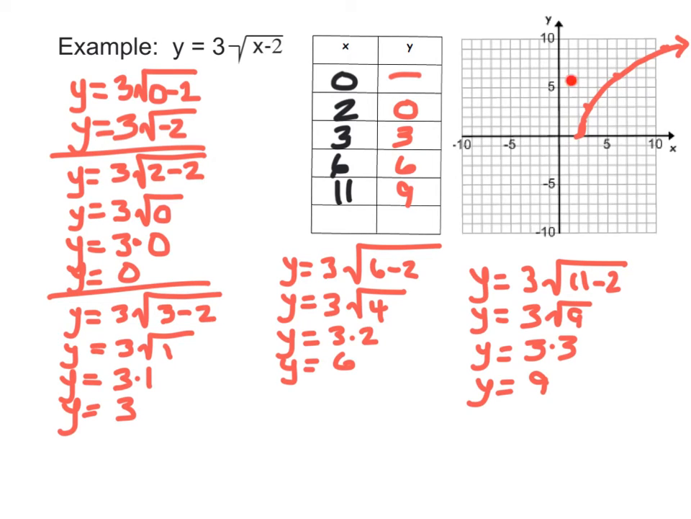Notice we don't have any value at 0. We found out that was going to give us a negative. If I had put a 1 in, 1 minus 2 would also give us a negative under the root. So this is our graph.